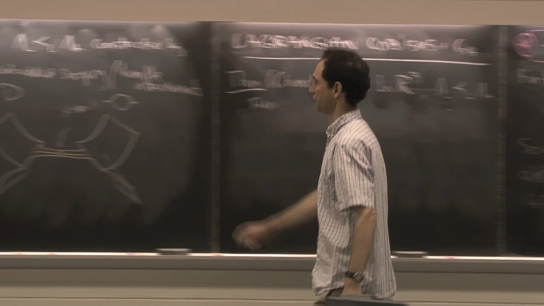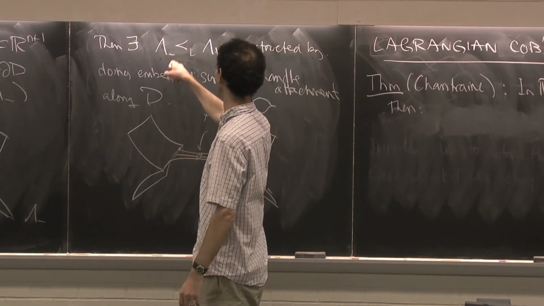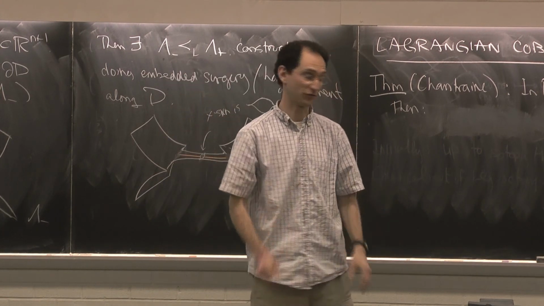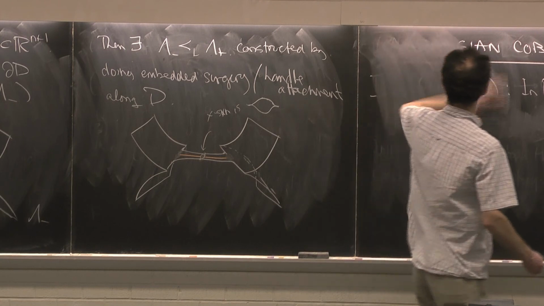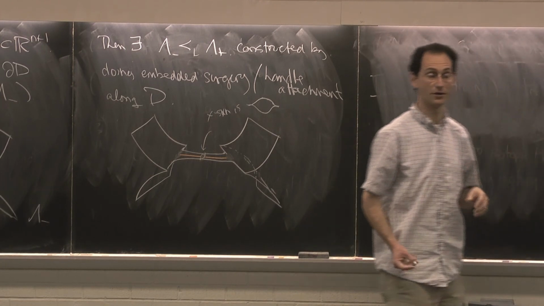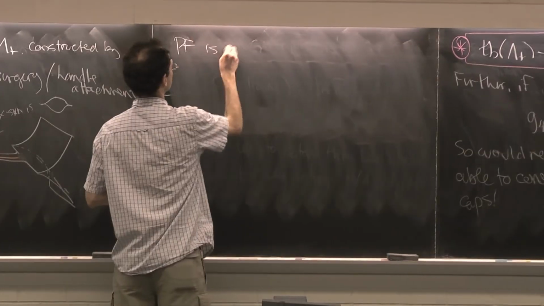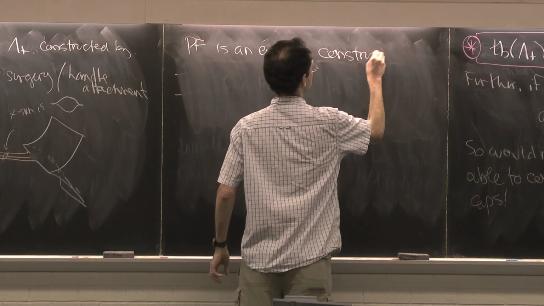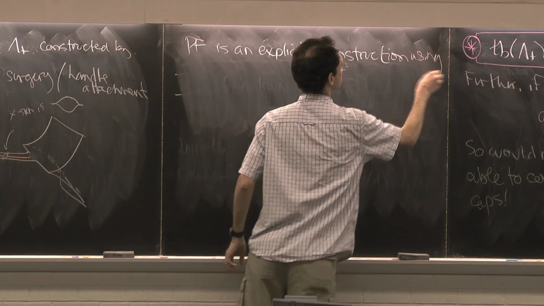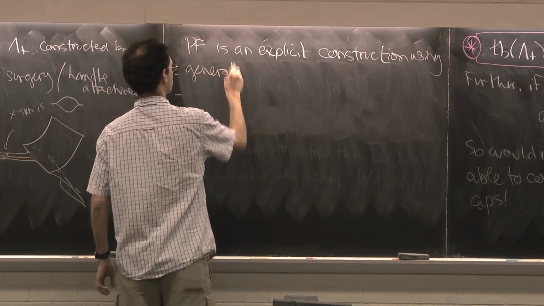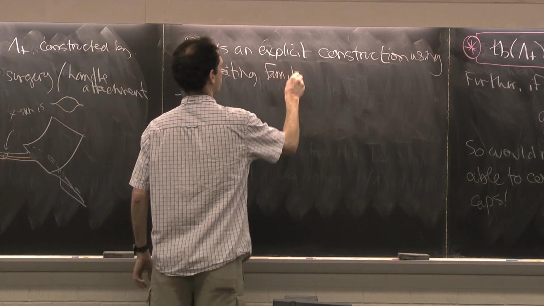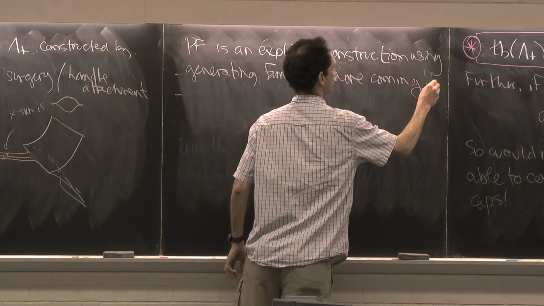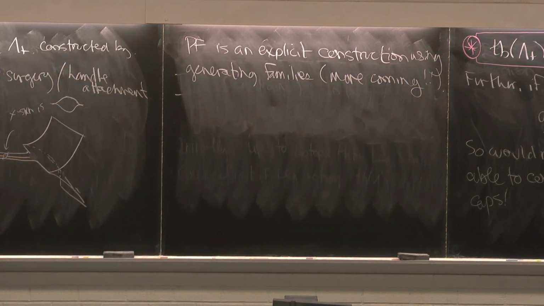Okay. So this is the theorem: you can actually do this construction, and you can do it so that you get a Lagrangian cobordism between the two. And the proof actually is just an explicit construction using generating families. And I'll tell you about those in a few days. Again, I'll have more coming about what those things are.